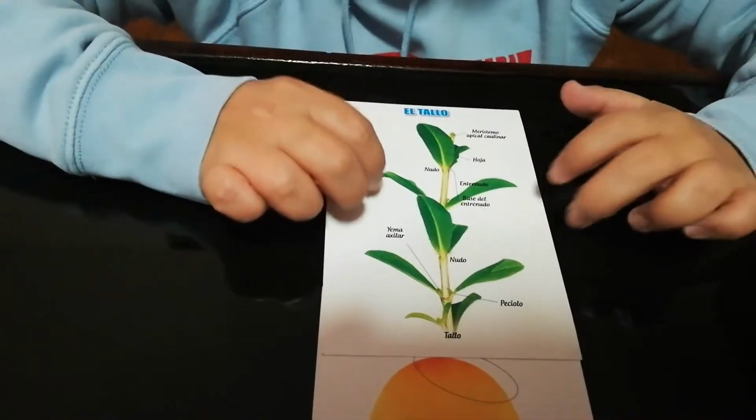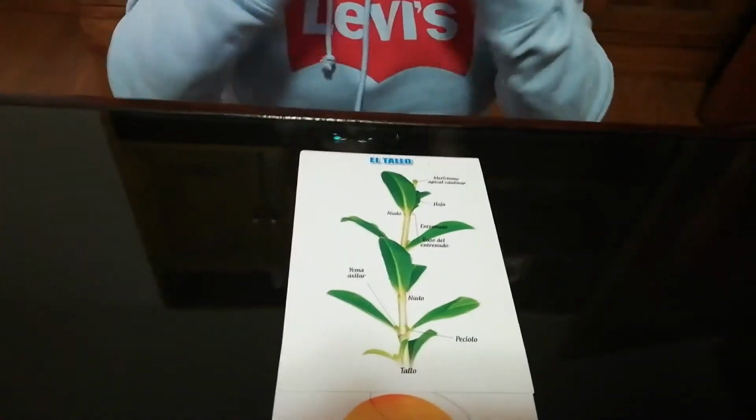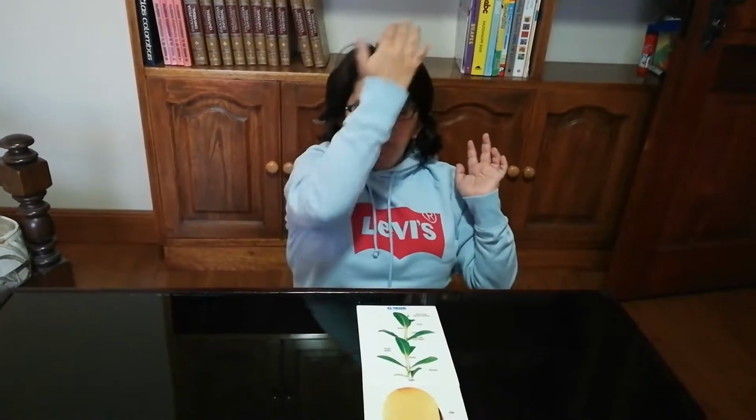Then we have the stem. Stem, okay? The stem is where the leaves start growing from, and it gives the plant its shape, okay? It's like the skeleton of the plants. And that's where all the water and nutrients go to the different parts of the plant, okay?